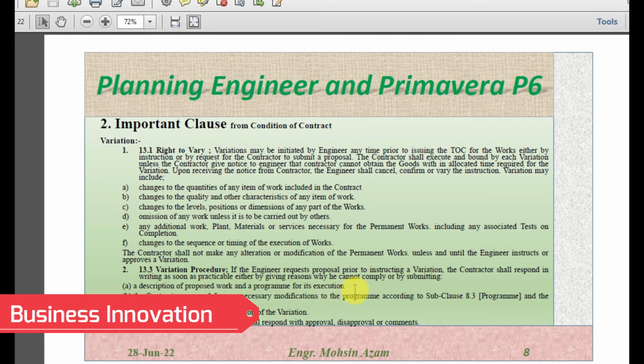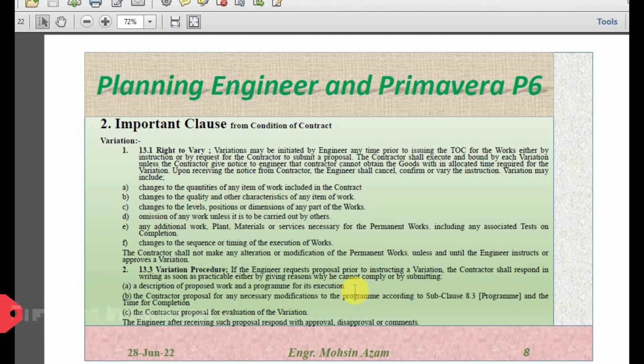for execution. So once the contractor agrees that he will proceed with the variation, he should submit the detailed description of the work including the program for the execution, and the contractor's proposal for any necessary modification to the program accordingly. And as we discussed, 8.3 is the program. So if the contractor wants to change the original program, he should submit the proposal and the time for the completion. And if he needs further time for the completion, he should submit the additional time required for the completion of the project, including this variation. The contractor's proposal for the evaluating of the variation.